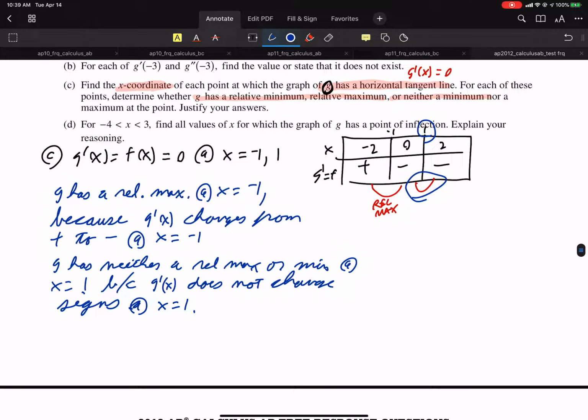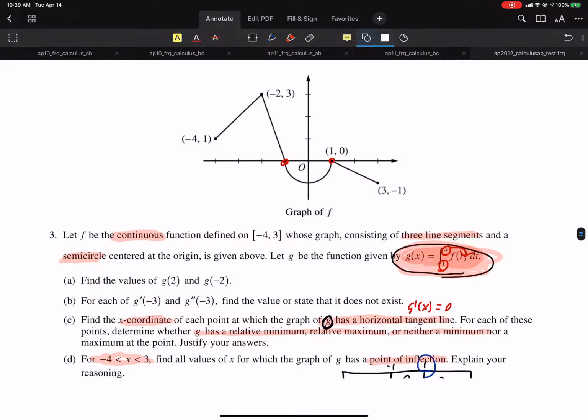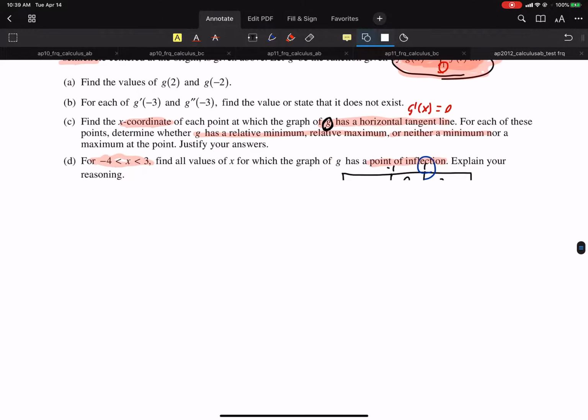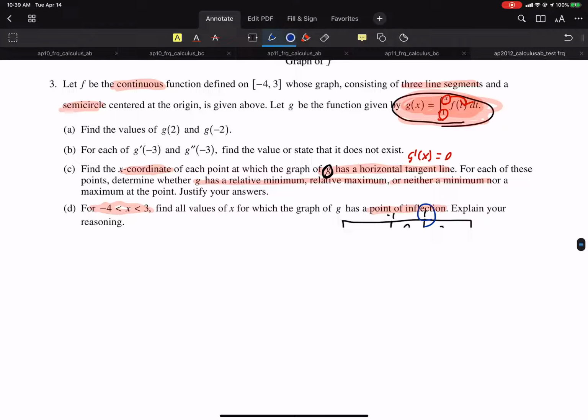Part D. So in this interval, we want points of inflection. Let me cover all this. Once you get it, this part is easy. I'll explain it on the picture, and then I'll write out all my reasoning. So they want to know if G has a point of inflection.